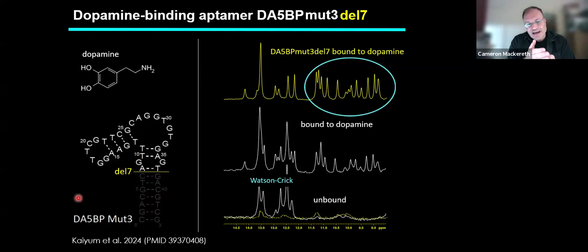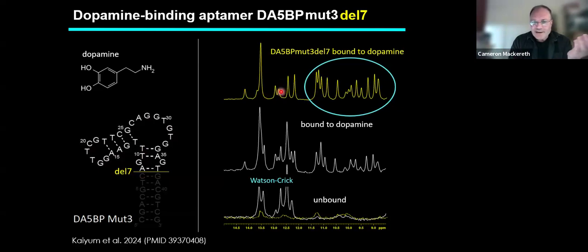So the first thing we did was actually to eliminate a lot of that duplex region, because although it helped stabilize the fold in the absence of ligand, it didn't really add anything to our understanding of how the DNA bound to the ligand. So we tried many different deletions of base pairs in the stem, and we found that if you removed 7 of them, it's still completely bound to dopamine. So we still see the appearance of those dopamine-specific peaks, but it's much smaller. So you can see here that there are fewer signals, but it still has all the characteristics of binding to dopamine.